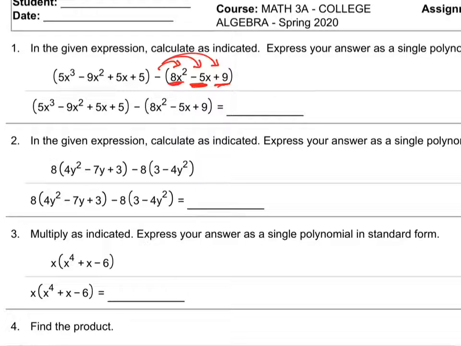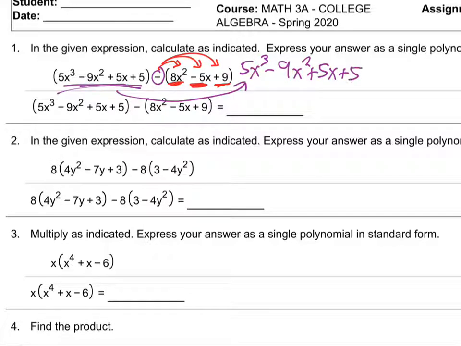And there's no symbol in front of the 8x squared because of the parentheses right there. But this minus sign in front of the whole parenthesis will hit all three of them, changing all three signs. So I'm just going to recopy these, no change. Notice they don't have a minus in front of them, so their signs are not going to change. 5x cubed minus 9x squared plus 5x plus 5. I just recopied those four, no changes at all.